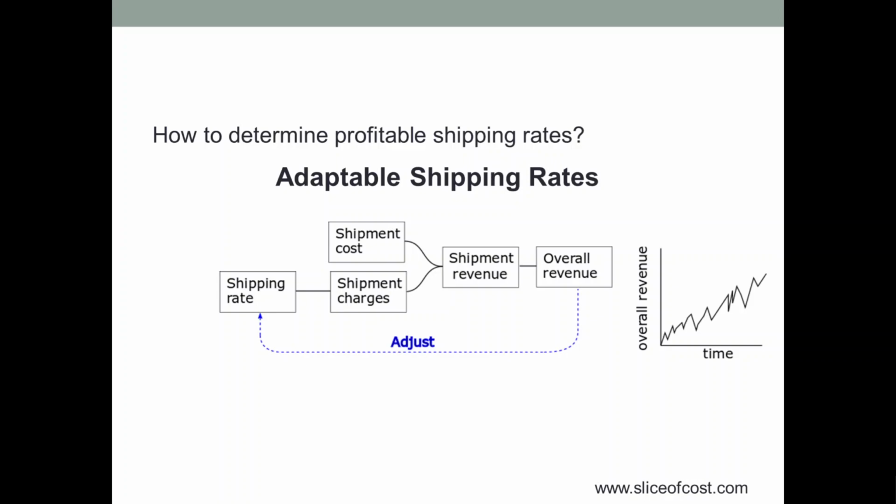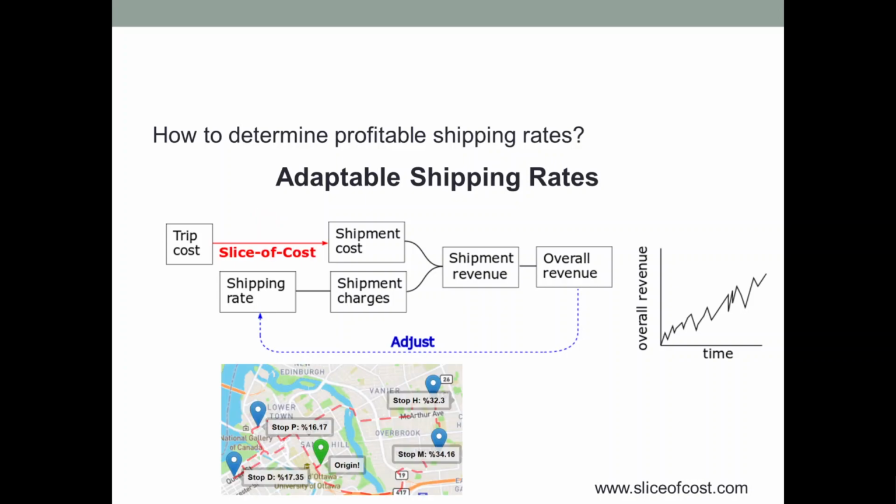Great! Why don't we use adaptable shipping rates then? Well, implementing adaptable shipping rates is not simple. Even though one can calculate the trip travel cost from the fuel usage, driving time, and other fixed costs, one does not know the cost of each shipment separately. Fortunately, Slice of Cost enables exactly that. With Slice of Cost, one can calculate the cost of each shipment and implement an adaptable shipping rates system.